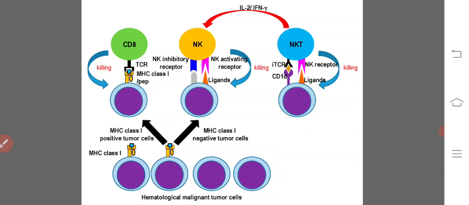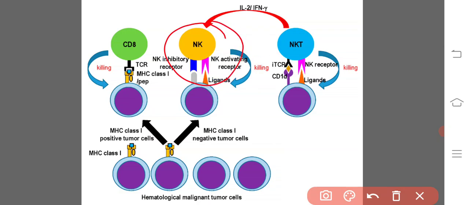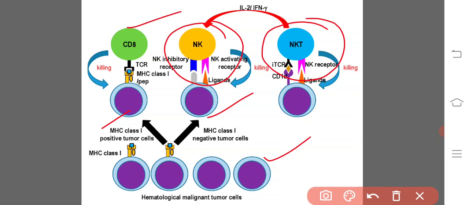And here the cytotoxic T lymphocytes not only interact with the natural killer cells but also natural killer T cells are also involved. NKT means natural killer T cells. So these are the hematological malignant tumor cells. There is a switching of class 1 molecules and class 1 MHC molecules which activate the CD8 cells. In turn, natural killer cells are activated, and here there is activation of the natural killer T cells. The killing of tumor cells is achieved.